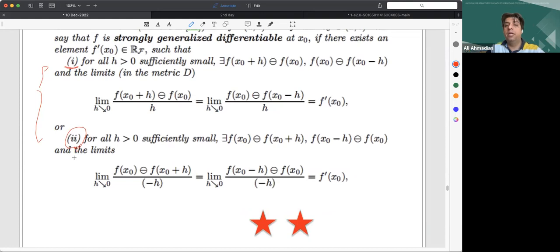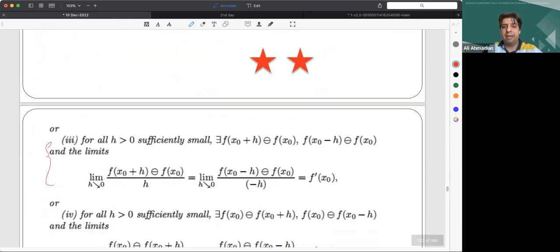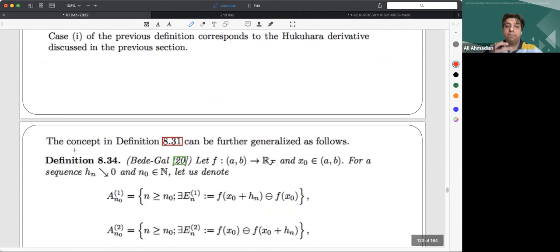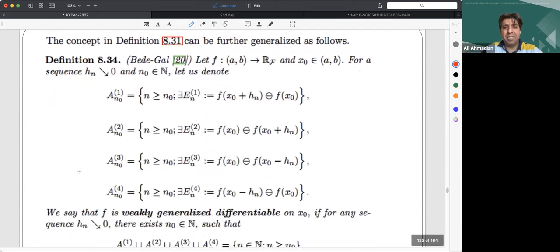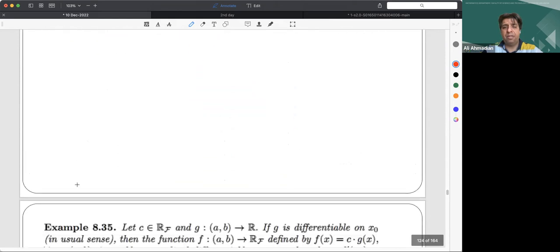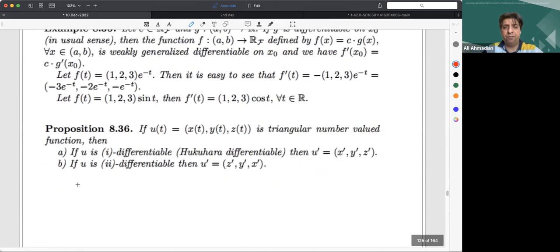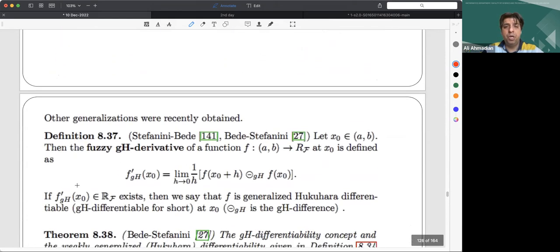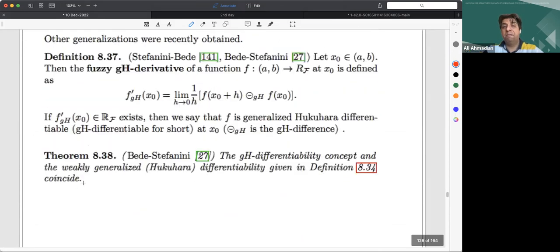We add this one. We'll see that in the examples of how it works. So I pass here the concept of weakly generalized differentiable and strongly generalized differentiable. I refer you to check it, because it's important. While the notation of generalized Hukuhara derivative, we usually use this notation, GH, you know that.